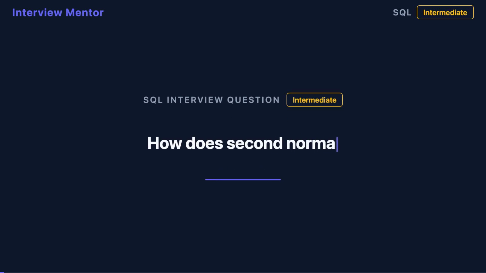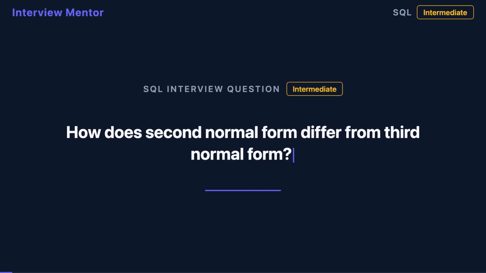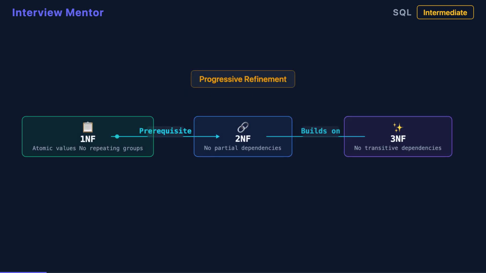Most developers think database normalization is just one step, but second and third normal forms solve completely different dependency problems. Let's break down the key differences. Both forms build on first normal form, which requires atomic values and no repeating groups. Each normal form is a prerequisite for the next, creating a progressive refinement of your schema.